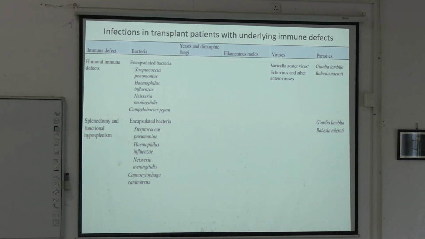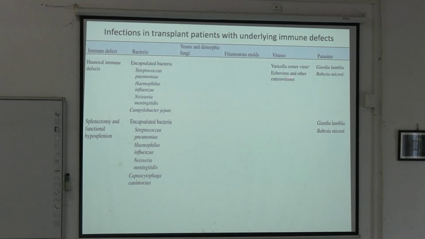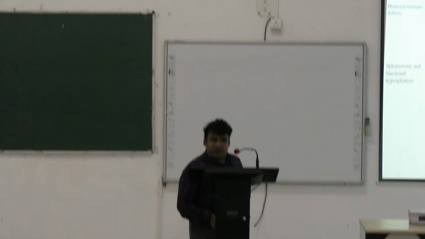If the defect of the immune system is seen in the humoral wing, we can see the encapsulated bacteria cause more infections, and on the same part, patients with absent spleen, either therapeutic or any other disease, that is post-splenectomy, the infections will be more commonly caused by encapsulated bacteria. And I think I have already told you, there is a phenomenon called overwhelming post-splenectomy infection that can also be seen.